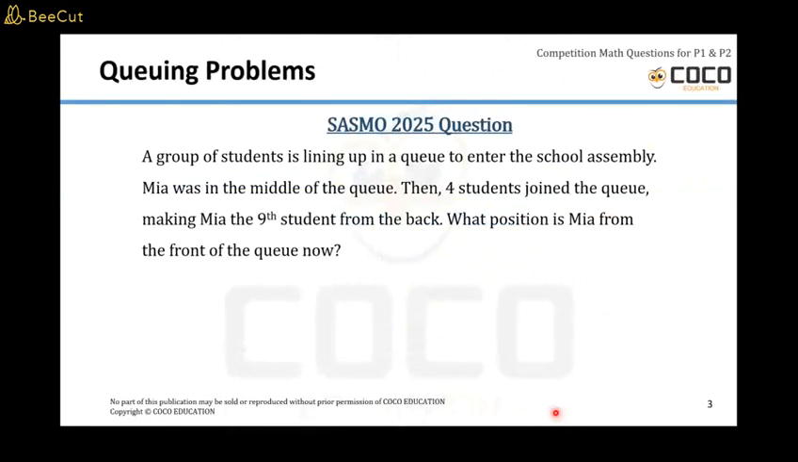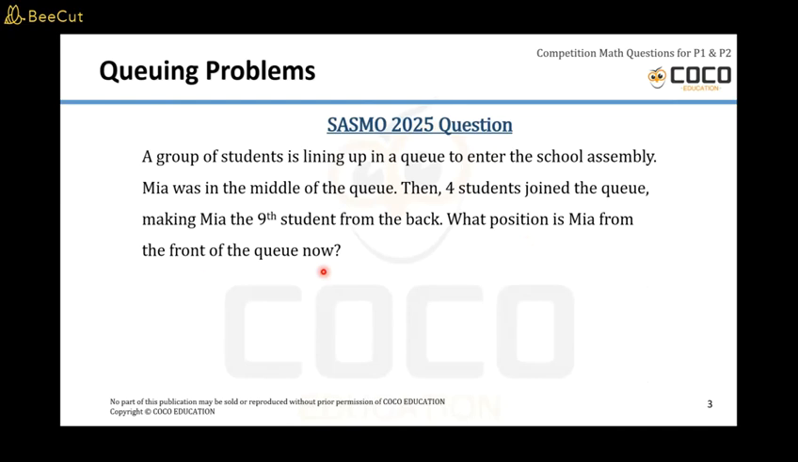Okay, let's take a look at a question from SASMO 2025. Again, give it a try. A group of students is lining up in a queue to enter the school assembly. Mia was in the middle of the queue. Then 4 students joined the queue, making Mia the 9th student from the back. What position is Mia from the front of the queue now?